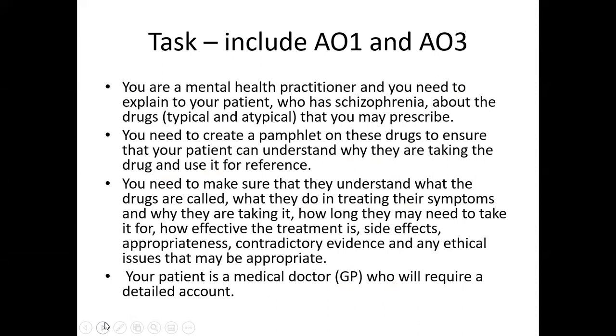You need to create a pamphlet. I'd like you to do it in a Word document so that you can submit it on Teams, outlining the two types, typical and atypical, of drugs that can be used to treat schizophrenia. And I'd like you to do it in a way that it's an information pamphlet. So this is where your AO2 comes in. You're writing it in a way to explain why this drug may be used and how this drug's going to be used.